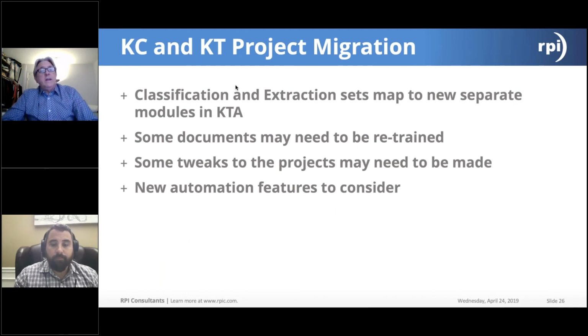So for the KC and the KT project migration, there is a tool offered in KTA that will migrate your current KTM project for the classification and extraction sets. Some of your documents will probably have to be retrained, and there are some tweaks to the projects that may need to be made for the most part. And there are some new automation features that you might want to consider during the migration.